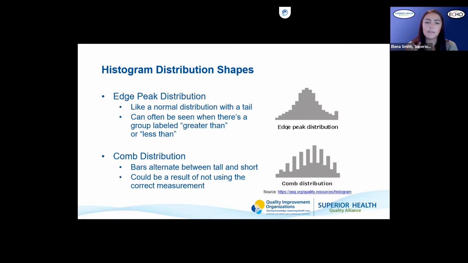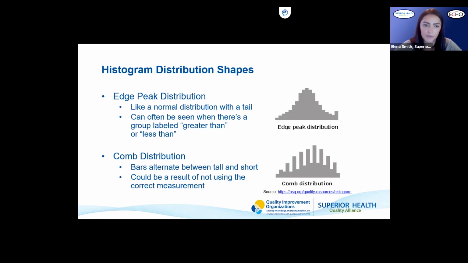If you flipped this, so that peak at the edge was on the left-hand side, that would be when you have a less than situation. So if you're, again, looking at those ages in relation to COVID infections and you just have 75 plus at the end, you'd probably see that little peak there because you have that greater than option.